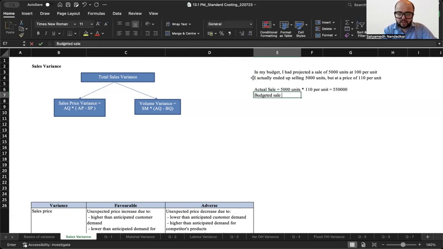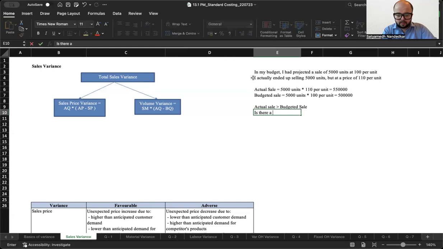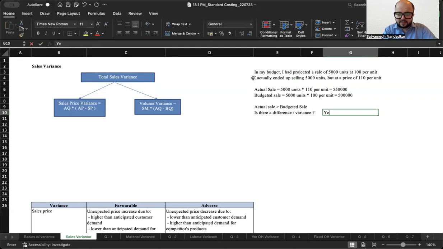And what is my budgeted sale? My budgeted sale is 5,000 units into 100 per unit. How much is that? 5 lakh. Actual sale, 5,50,000. Budgeted sale, 5 lakh. So my actual sale is greater than my budgeted sale. Is there a difference, a variance? Yes, there is a variance. Of how much? Of 50,000.